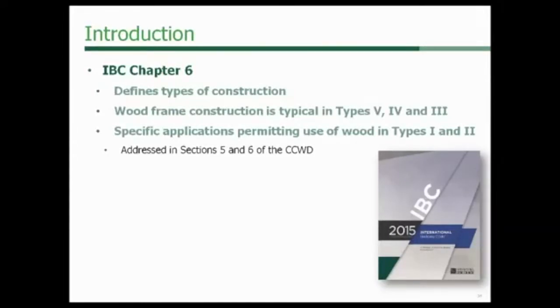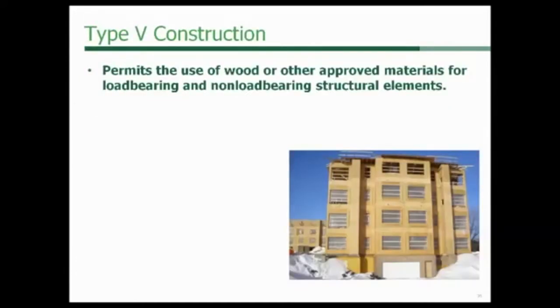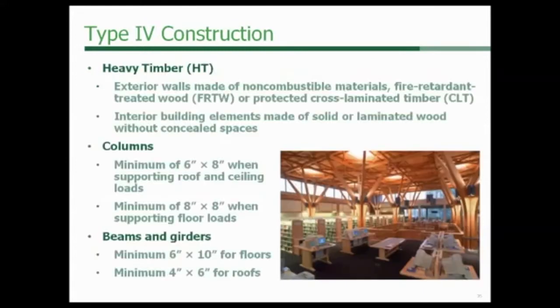And we'll talk about those as we go throughout, but there are specific applications also for wood in types 1 and 2. Type 5, we're all familiar with type 5 construction. It's usually wood frame. It can be any approved material. These buildings have the smallest footprint, smallest size. These have the least fire resistance ratings. And so type 5 construction is at the right end of table 601. We'll look at that table in a moment.